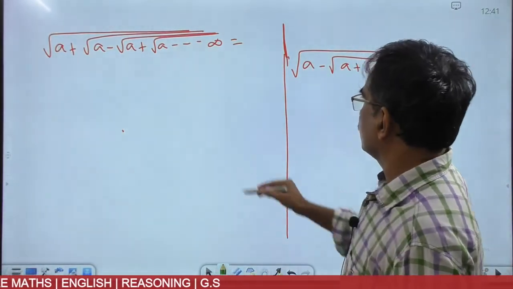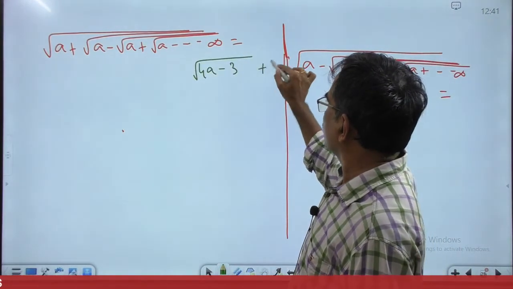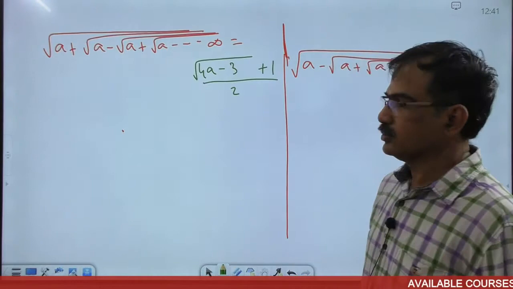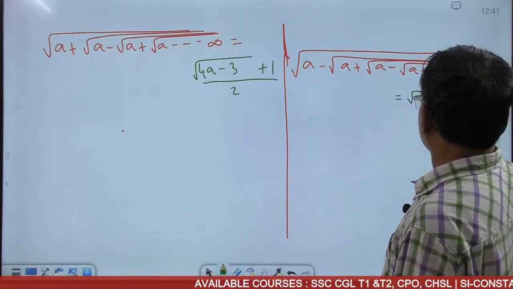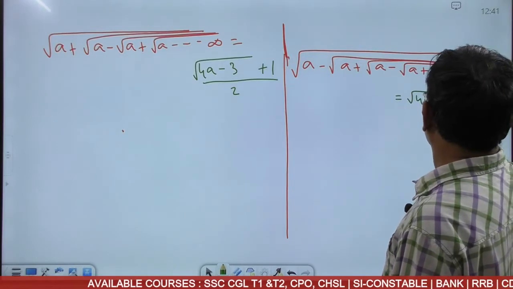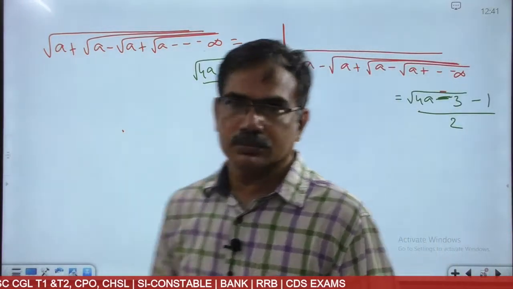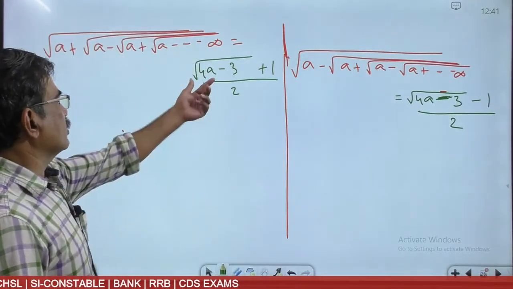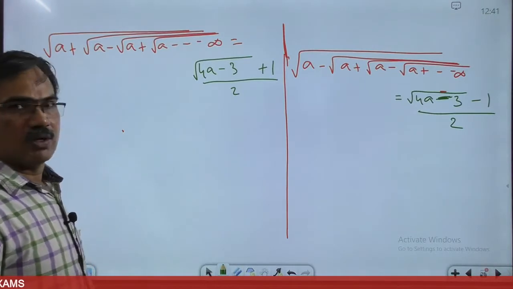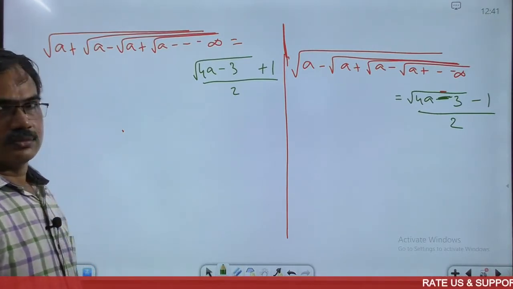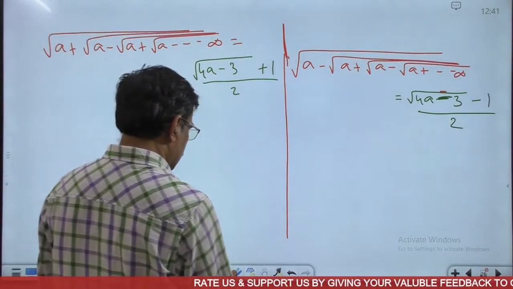The formula for this is (root of 4a minus 3 plus 1) by 2. For this the formula is (root of 4a minus 3 minus 1) by 2. So the formula for this is (root of 4a minus 3 plus 1) by 2, and (root of 4a minus 3 minus 1) by 2. So I want to derive a formula for how to get this.